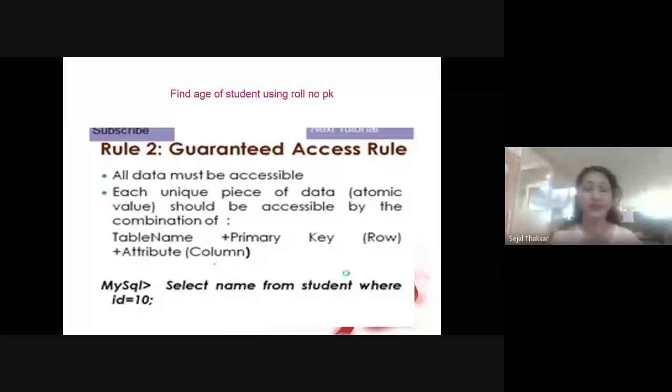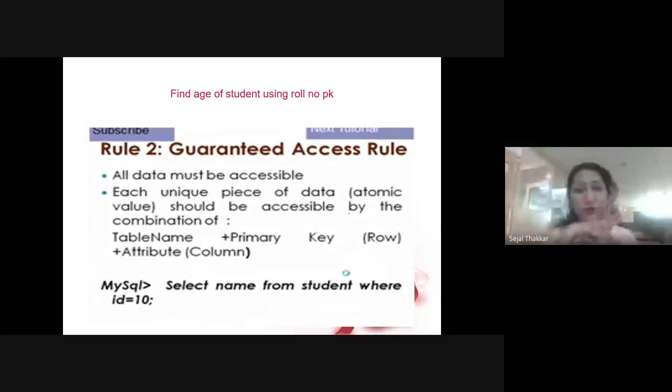Guaranteed access rule. Your table should be like this: you can access the data as and when it is required. Each unique piece of data should be accessible by the combination of table name, primary key, and attribute. Right? So whenever you are making a table, you have to be guaranteed that all the values of that particular table are accessible. Suppose Indus University has a book table, an issue table, a student table, and a teachers table.